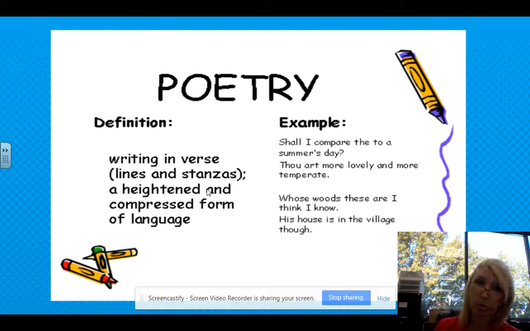Also, when we talk about poetry, there are so many definitions that you could use to describe poetry. This is my favorite one because it's pretty general, and also something that I think I can agree with: a heightened and compressed form of language. So when we think about poetry, we're really looking at a conservation of words.